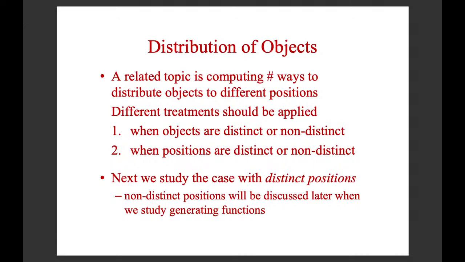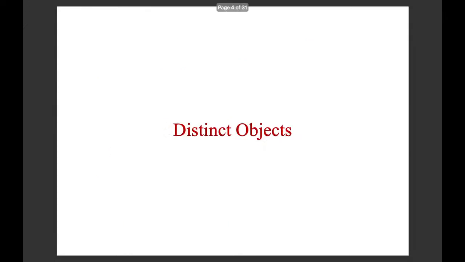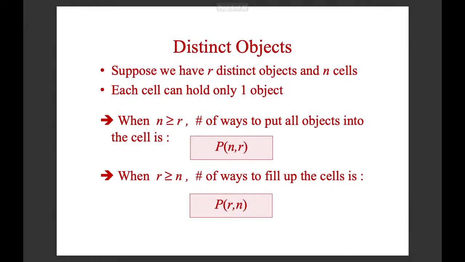And the positions themselves, let's say we are putting balls into boxes. The boxes could be labeled or unlabeled, and this will have different meaning. In this class, we will first look at the case where the boxes are distinct. The case of non-distinct positions we will talk about later when we start talking about generating functions. So we have this topic, combinations and permutations. The next one will be generating functions, and then the next one will be recurrence relations. Okay, so distinct objects. Let's see different scenarios.